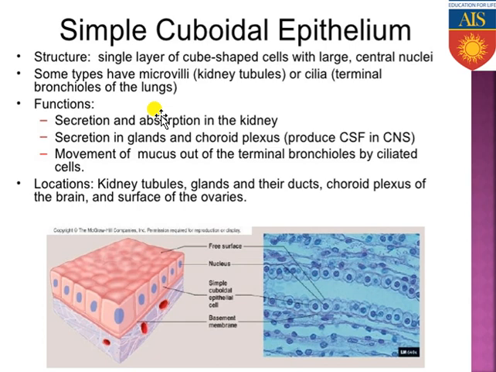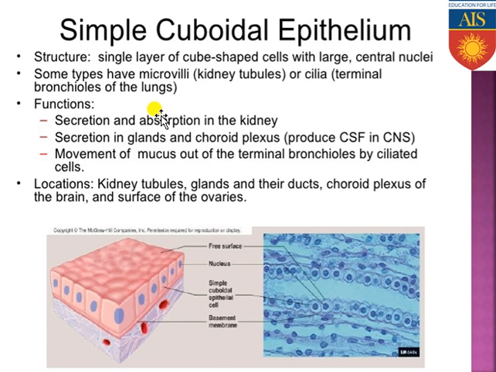That's why, as for functions, they are responsible for secretion and absorption in the kidney. They are responsible for secretion in glands as well as in the choroid plexus, because in the choroid plexus region they produce the CSF, cerebrospinal fluid. So cerebrospinal fluid is secreted by that plexus, and that is performed by the cuboidal epithelial cells. Mucus movement is also performed in the terminal bronchioles.